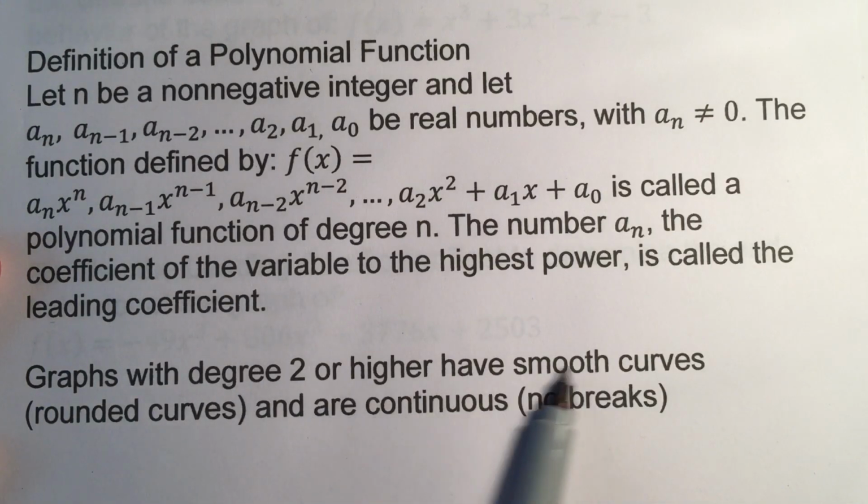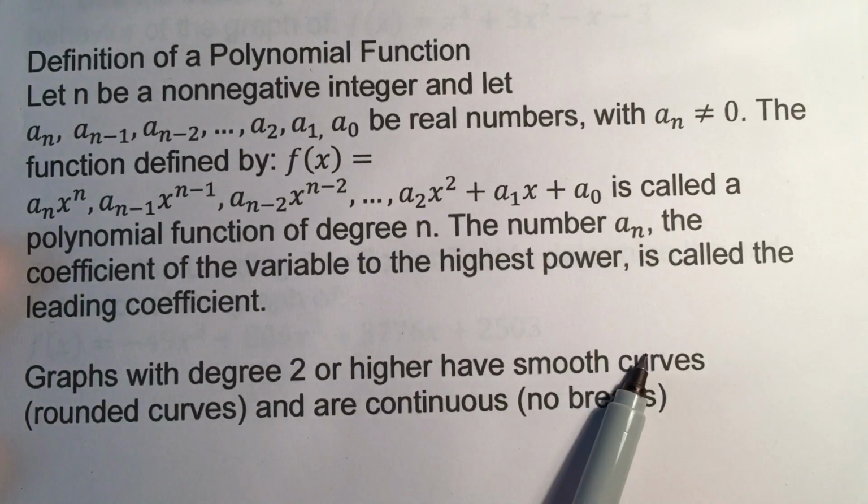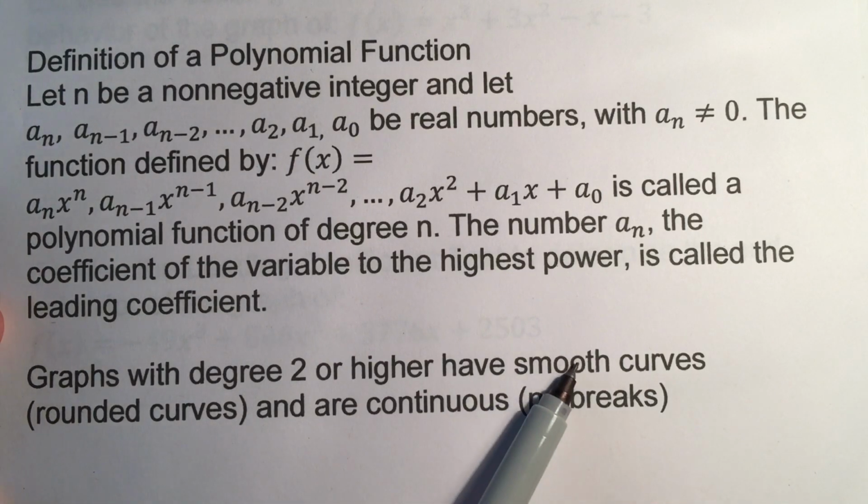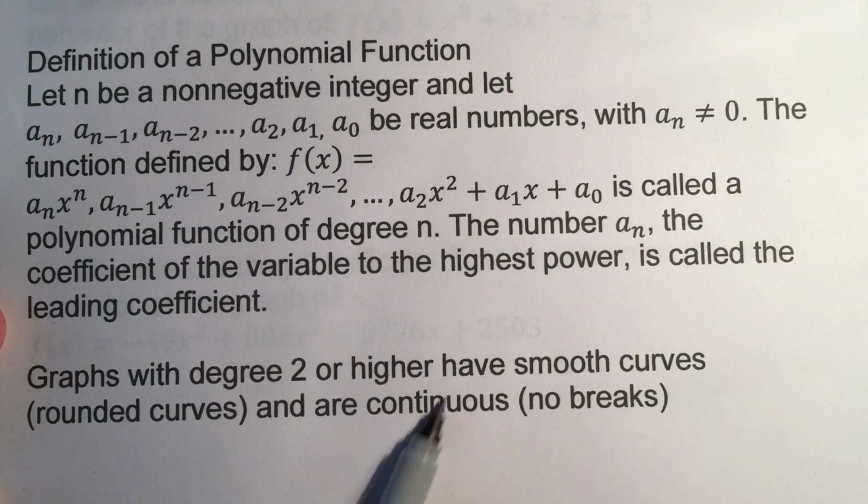But graphs with a degree 2 or higher will still have smooth curves. Typically, if it's degree 2, that would be a quadratic, x squared, and we have a parabola. As we get into higher degrees, it's going to affect the shape of the graph a little bit, but we're still going to have smooth curves, and we're going to be continuous. We're not going to have any breaks, no jumps, nothing like that.